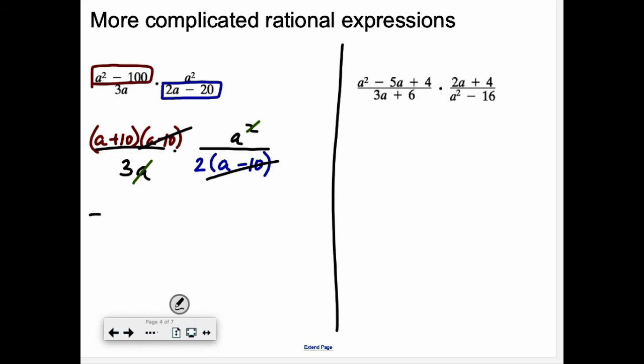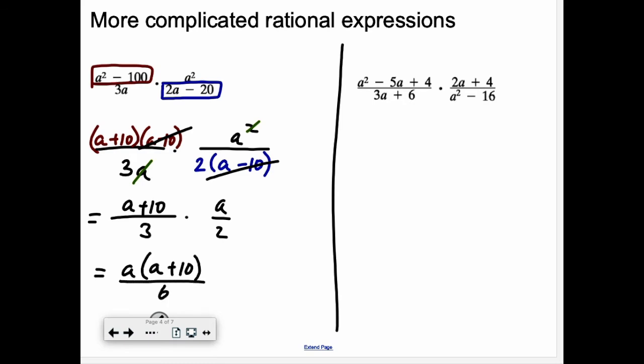So I'm just left with, my first fraction is a plus 10 over 3. My second fraction is a over 2. So I can just combine these things together to be a plus 10 over 6. I'm not going to distribute that a in the numerator just because I want this in fully simplified form, and that is fully simplified form.